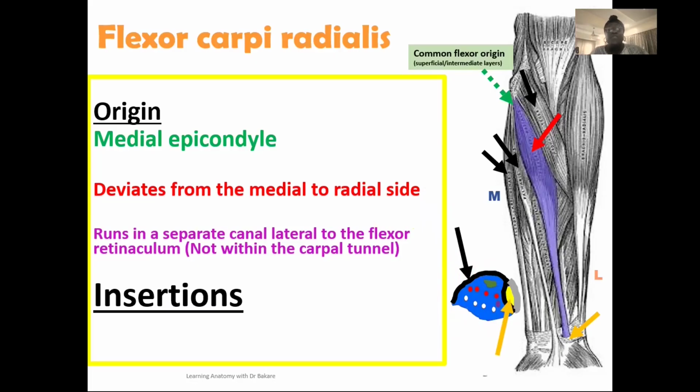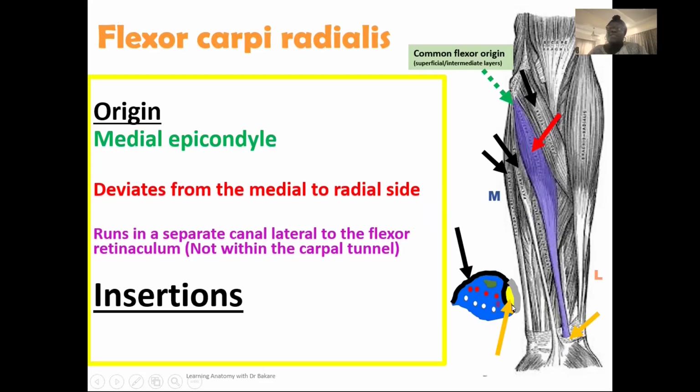It is also important for us to add that the tendon of the flexor carpi radialis is not seen to run within the carpal tunnel. Don't forget that the carpal tunnel is what is highlighted here in blue. So it is seen to be positioned in its own separate canal that is located on the lateral side of the flexor retinaculum. And this is what is highlighted here in yellow.